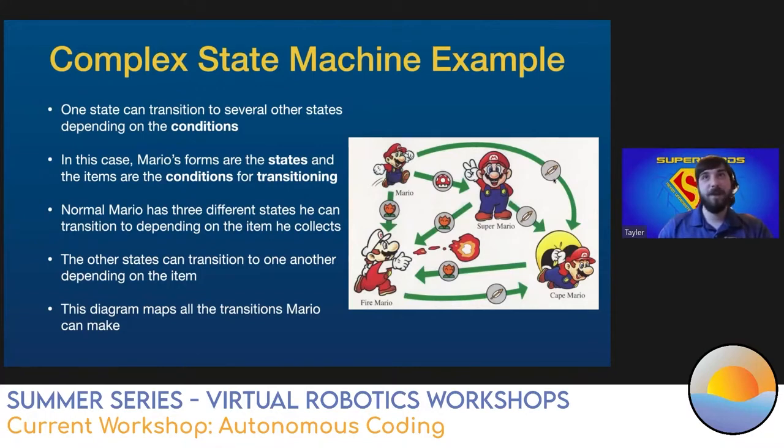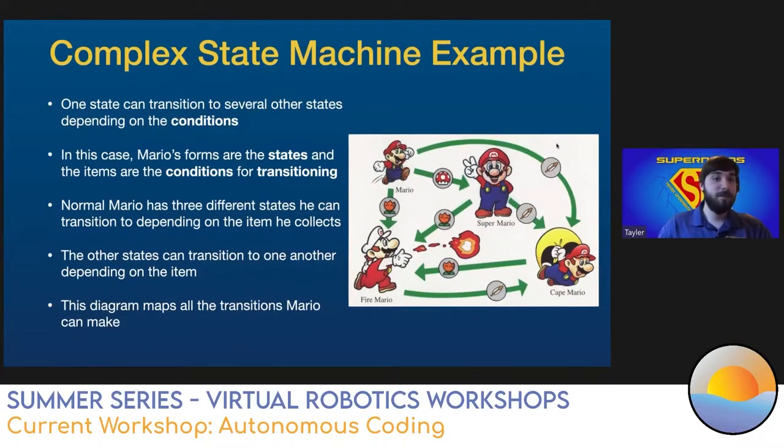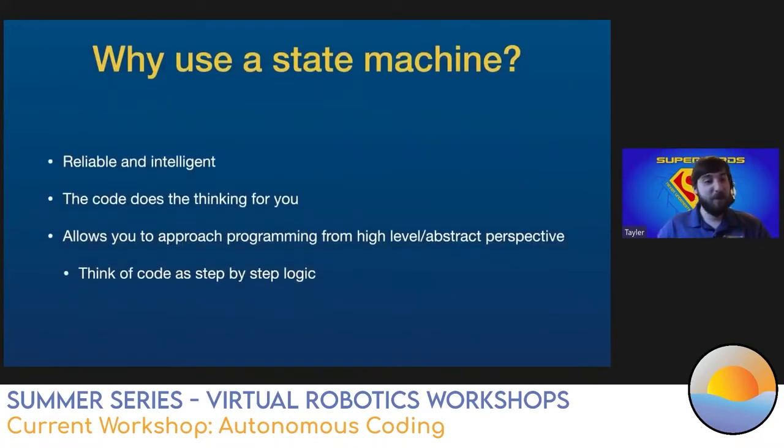That's pretty much how you read one of these more complex state diagrams. A state diagram is really good because it can show complex logic in a pretty intuitive way. This diagram maps all the different transitions that Mario can make, and he can't do anything outside of this logic. So why use a state machine? Why should you care? State machines are really reliable and very intelligent. The code does a lot of the thinking for you and allows you to approach the programming from a more high level or abstract perspective. You can think of the code more as step-by-step logic when you're writing it.